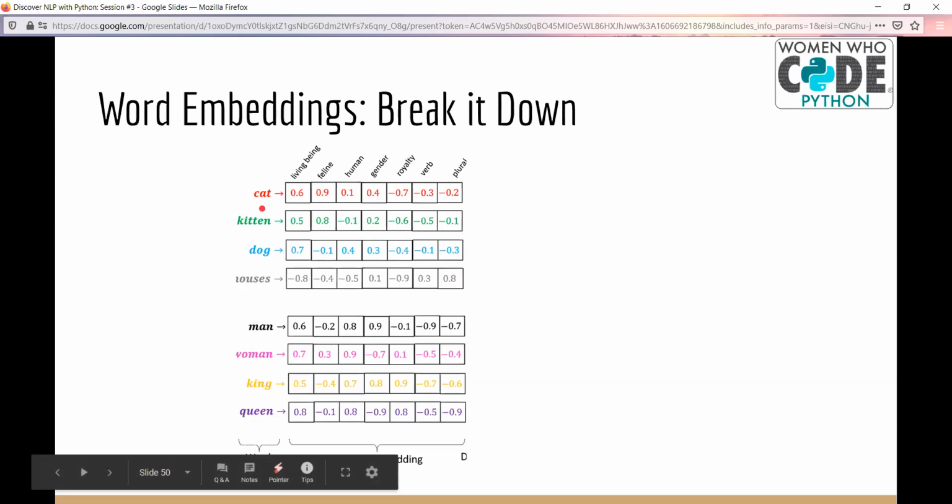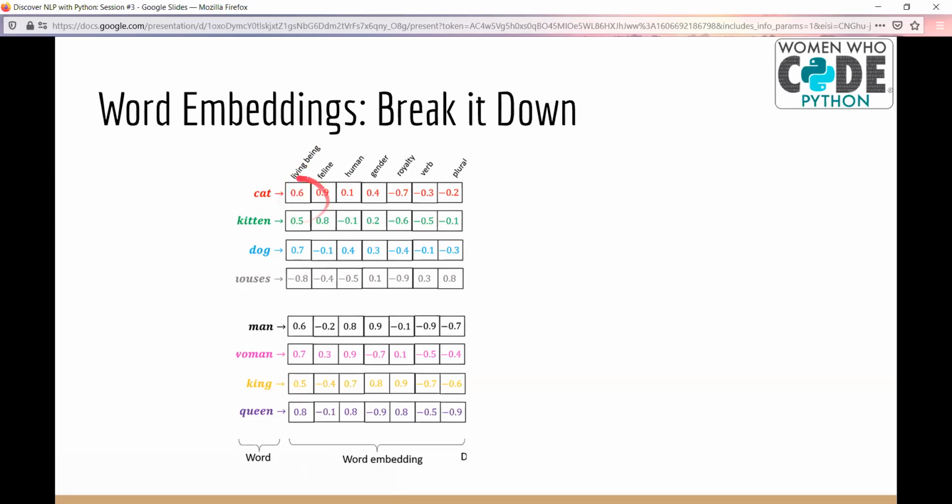So a cat is a living being and it's scored as this, and it's not a human, so the score is really low here. And then the gender, royalty, and verb, and that's how we are going to score cat against each of these features present in the columns. We can also see negative numbers here, and that's totally fine, because in some cases you will be getting negative numbers when the features are not really resembling the word.